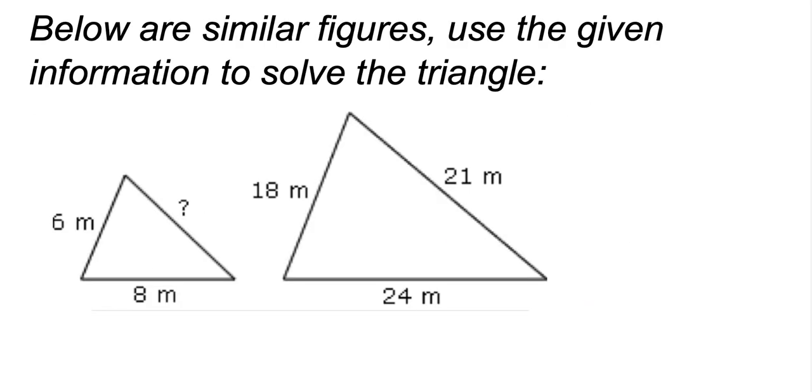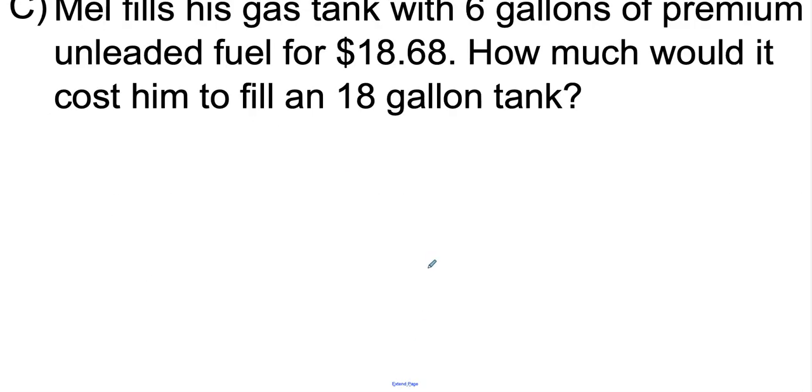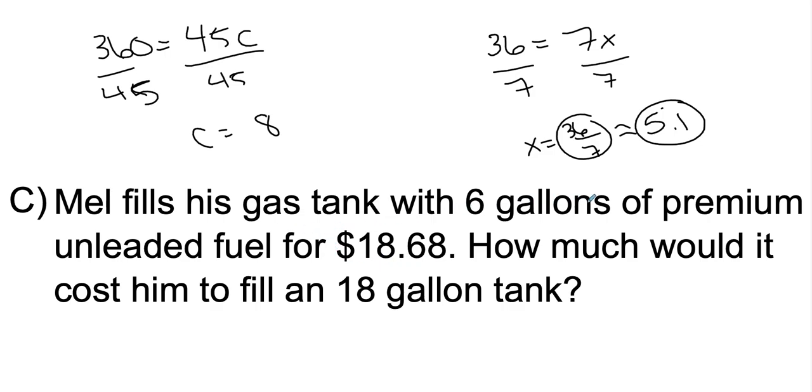Then we're going to use proportionalities for solving stuff like this. So Mel fills his gas tank with 6 gallons of premium unleaded fuel for $18.68. How much would it cost him to fill an 18-gallon tank? Now, what I would do is I would just figure out the cost per gallon, and then I would take that times 18. All right. Since we're using proportions here, we're going to set it up. We got 6 gallons for $18.68. We have 18 gallons for X dollars that we don't know. And then we solve this just like we did on the last ones.